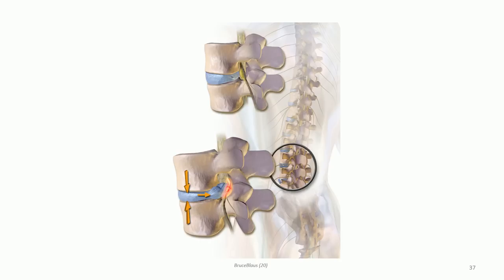The answer lies in the compression of certain neural elements, and neural compression in specific regions can have highly predictable patterns of pain presentation. This is a concept that we'll explore in this session on spinal nerves and spinal cord segments.